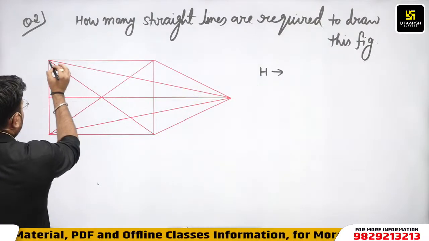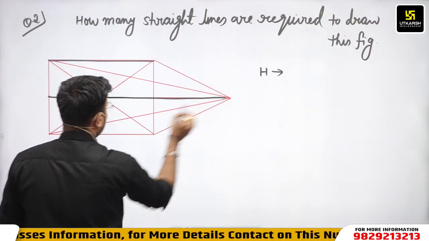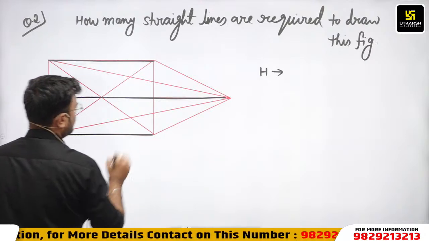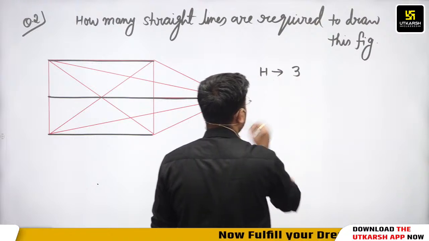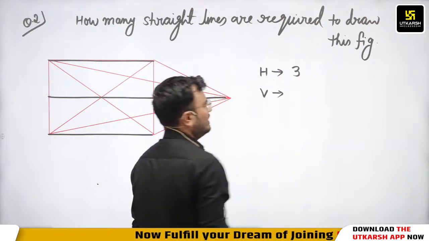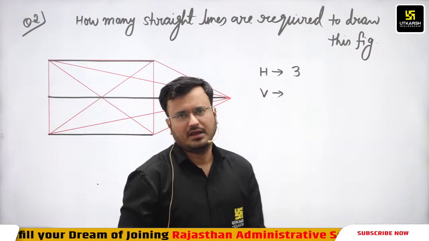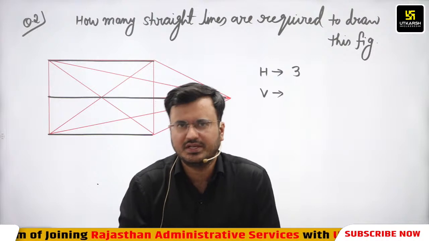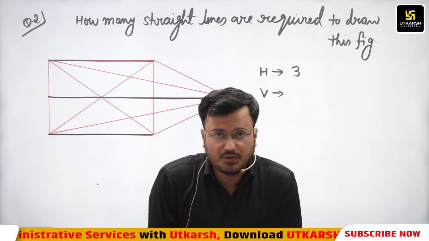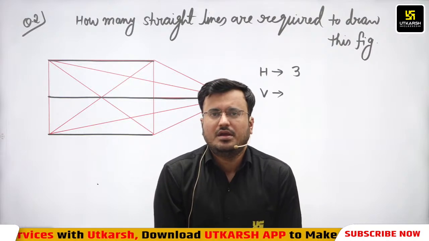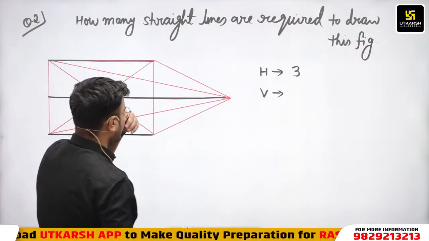This one is your first, this one is considered the second horizontal line, and this one is considered the third. So in total, 3 horizontal lines are there. A vertical line is a line that makes a 90-degree angle with the positive x-axis. A horizontal line is a line that makes a 0-degree angle with the positive x-axis. Okay, so there are 3 horizontal lines.